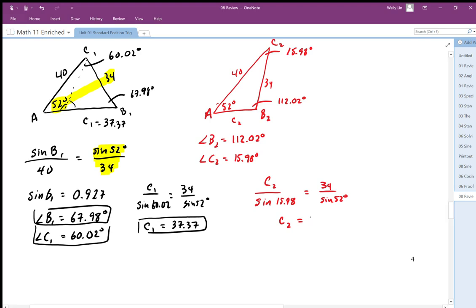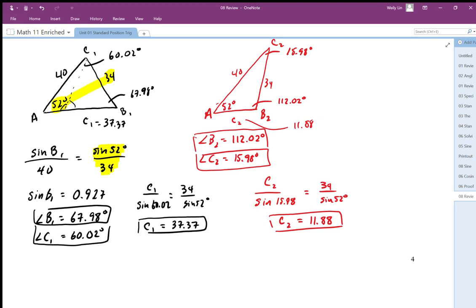Okay, so here I get 11.878, so I'm going to round that to 11.88. So that length here is 11.88. That looks pretty right. That looks fairly accurate based on that diagram. Okay, and not that the diagram is going to always be proportional, but we should always kind of think, are the results that I'm getting reasonable?